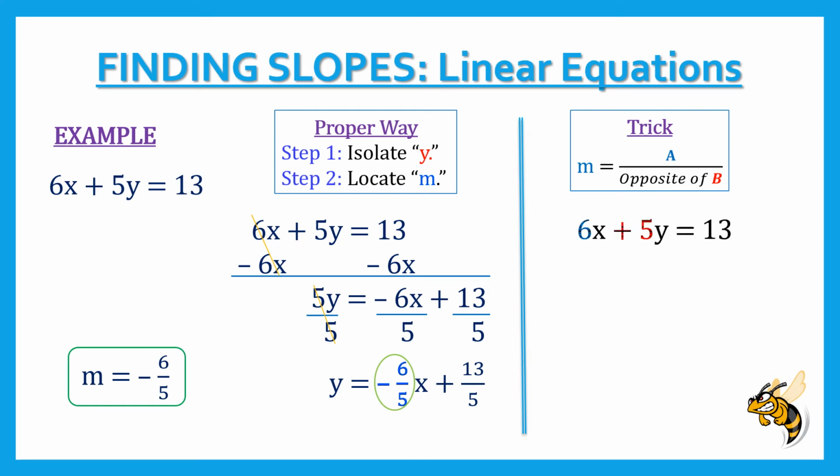Let's go to the trick. If I label it, the 6 would be A, and the positive 5 would be your B. 6 in the top because A is in the top, and then over the opposite of B. The opposite of positive 5 is negative 5. And based on the previous video, written properly, it is negative 6 over 5. And you may ask why? Because a positive divided by a negative is negative, so the fraction is negative.